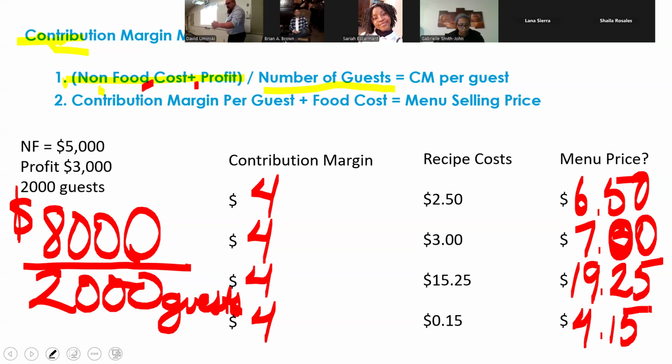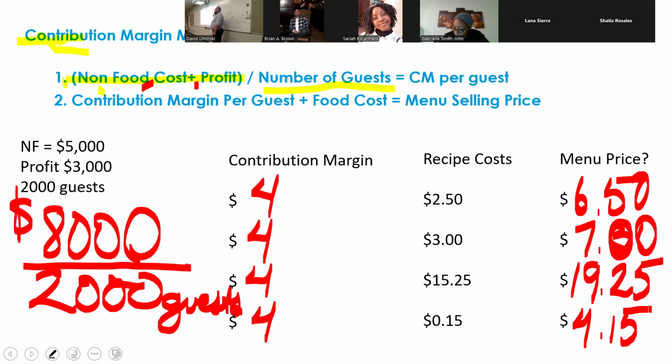So number 5, to calculate the contribution margin, we want to add the non-food costs and the profit, and we want to divide by the number of guests. So A, B, and C. For A, we would have the 5,000 plus 3,000. That'll give me my 8,000. So then B would be 8,000 divided by the 2,000 guests. And then the C would be adding the contribution margin to the recipe cost.